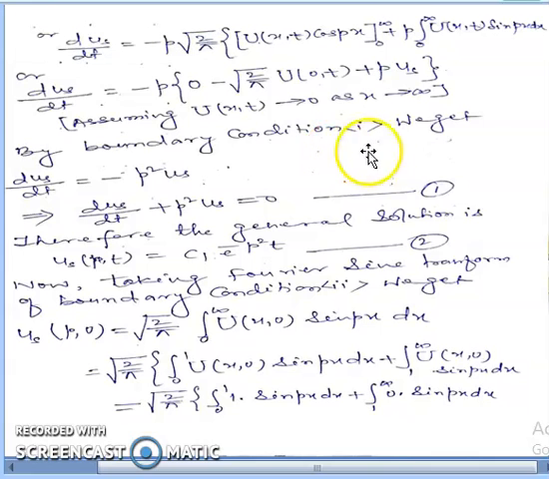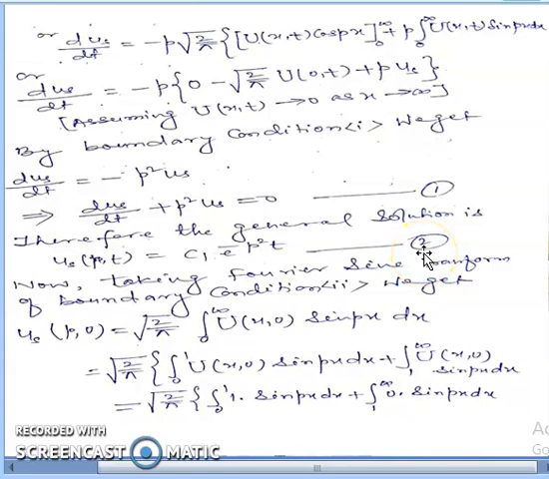By boundary condition 1, we get d/dt of u_s = minus p² u_s, because this part of the result becomes 0. So that implies d/dt of u_s + p² u_s = 0. This is equation number 1. Now the general solution of equation 1 is u_s(p,t) = c₁ e^(−p²t). This is equation number 2.